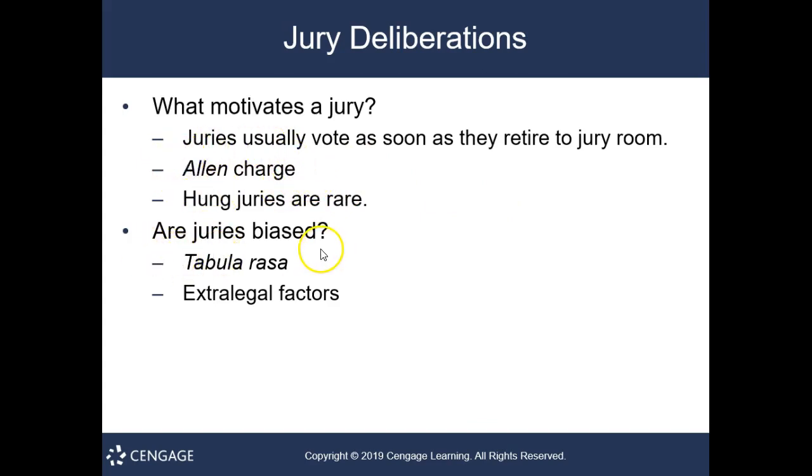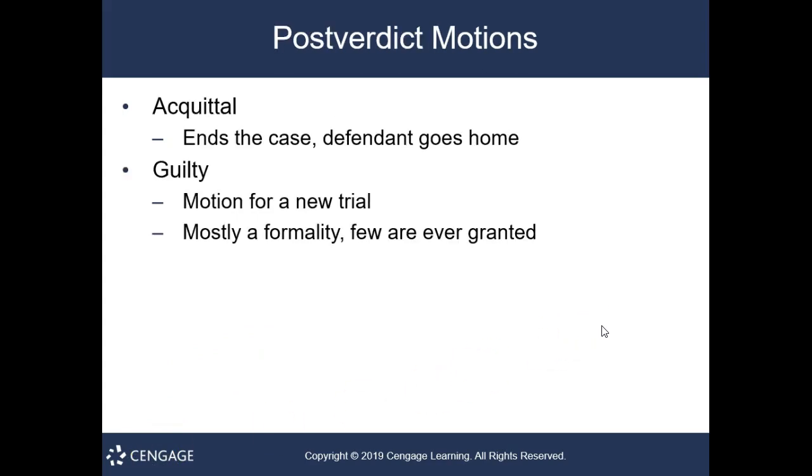Are juries biased? We have seen situations where jurors have concealed bias in the voir dire process, and it comes out when they're speaking to other jurors in the deliberation. And this can be the basis for either a motion for mistrial after the verdict or on appeal for a reversal of the conviction.